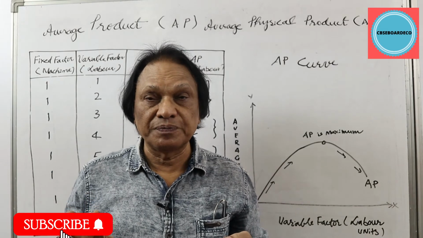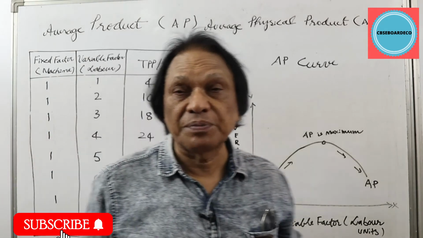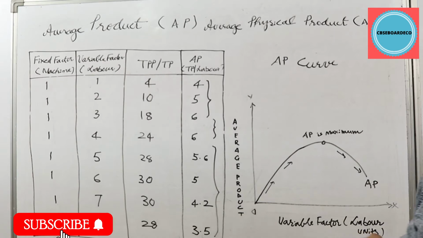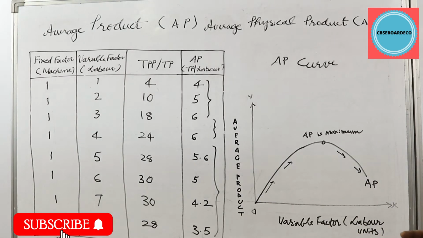That's average product. We can see it on the table I explained on the board: average product, AP, average physical product or average output all mean the same thing. In the first column of the average product table, the fixed factor, this machine, remains constant at 1. We cannot change this fixed factor in the short period. What we can do is go on increasing the variable factor, this labor.